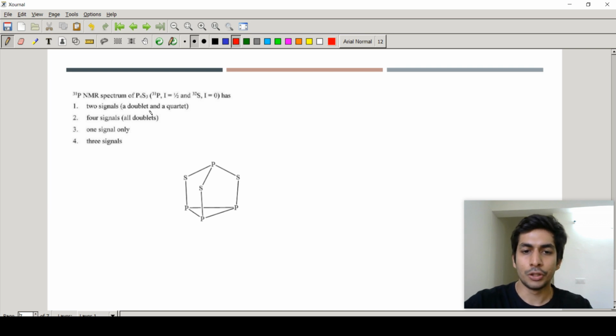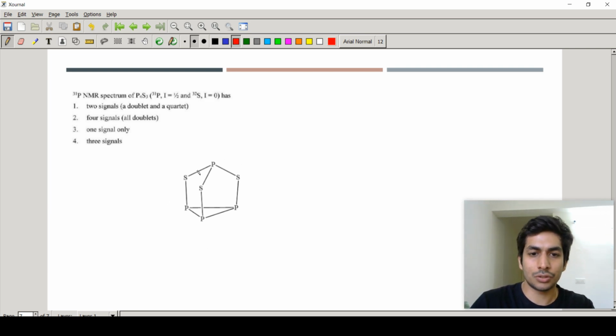First of all, you should know the structure of P4S3. I'm sure that if you are preparing for CSIR NET and you are doing inorganic chemistry, P4S3 has been asked a number of times in the exam, but different kinds of questions have been framed from it, right? Sometimes they ask you the number of P-P bonds and the number of phosphorus-sulfur bonds in P4S3. Now this time they have asked based on the structure, the NMR. So if you know the structure, you would have drawn this.